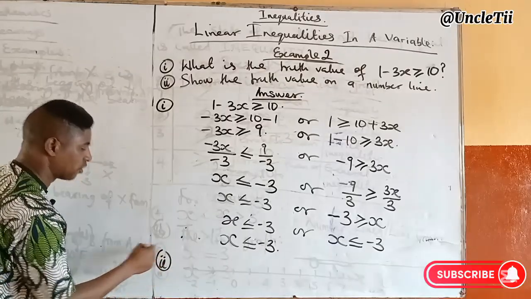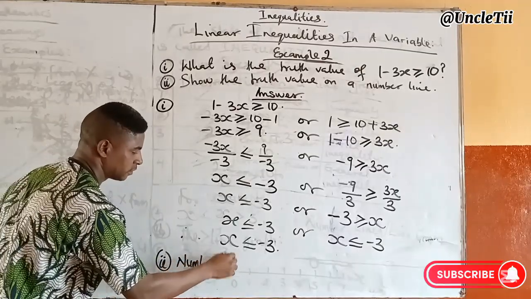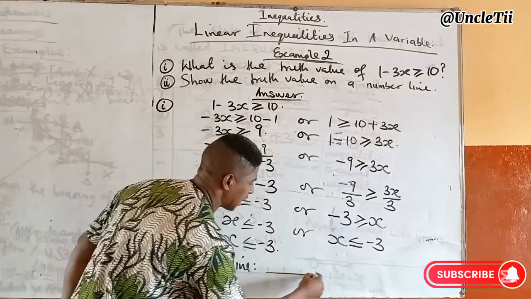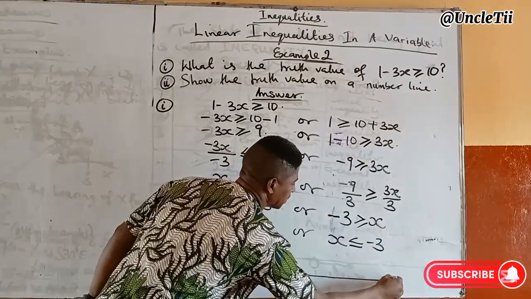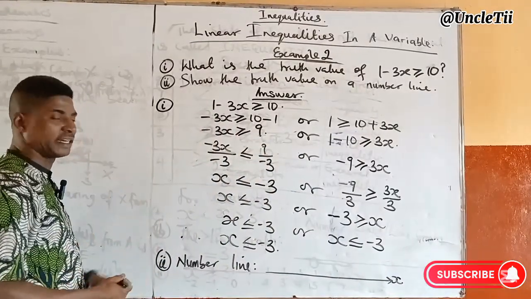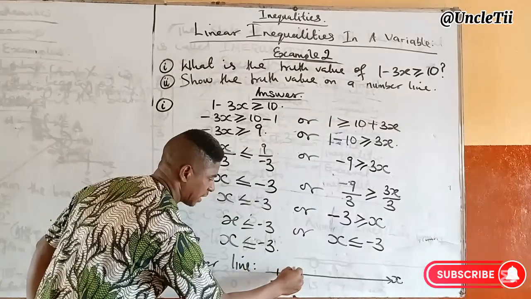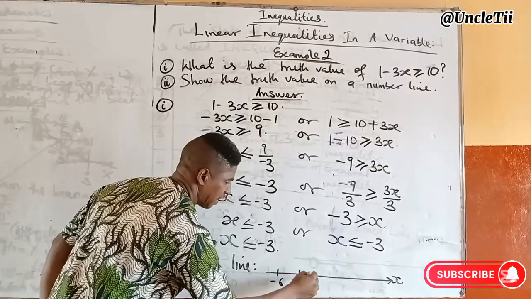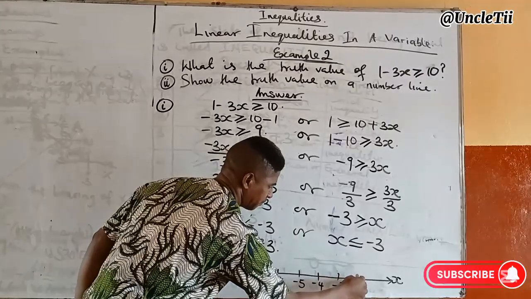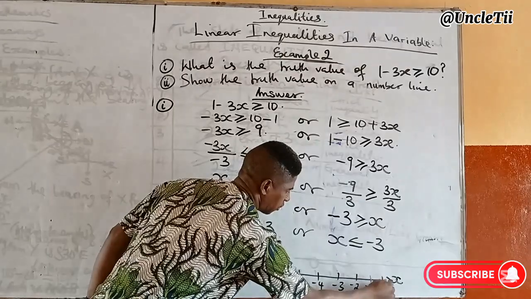Now we can take Roman figure 2, which is asking us to illustrate on a number line. Don't forget that our number line is an x-axis that is graduated and that is bearing an arrowhead. Here let us have minus 6, we are graduating, minus 5, minus 4, minus 3, minus 2, minus 1, and of course 0.